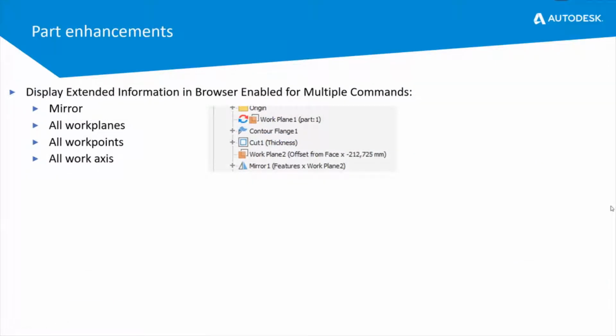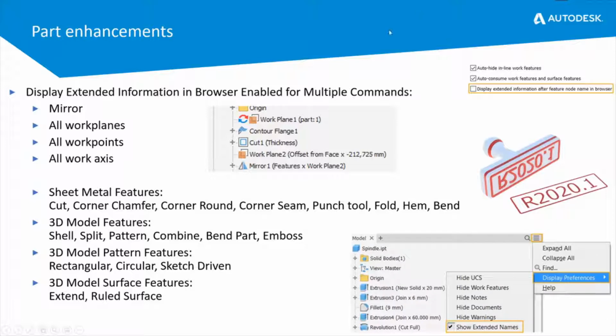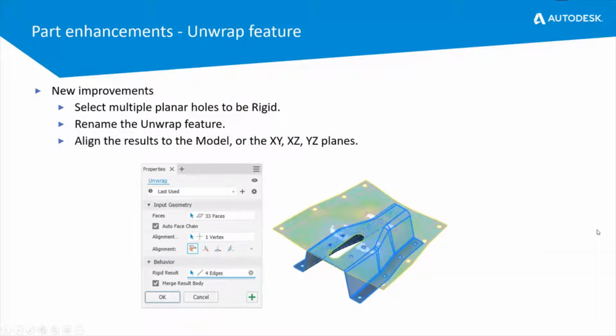Right, additional part enhancements. So the display extended information in the browser has been enabled for multiple commands, and you can get to this via your application options or from the browser itself. Just click on the 3 dots, display preferences, and show extended names. The Unwrap features also had some additional love this release, so we can now choose multiple planar holes to be rigid. We can rename the Unwrap feature and we can align the results to the model or the XY, XZ, or YZ planes.